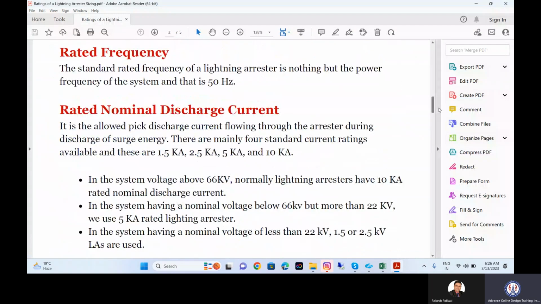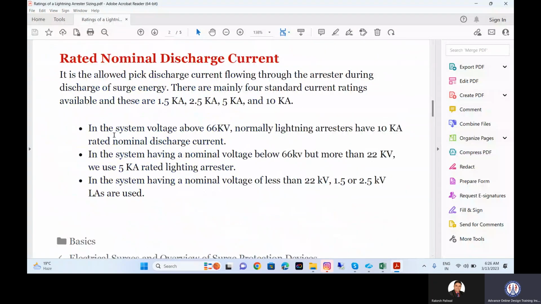That is called the discharge current. This is the value of the discharge current at which the LA will work. This is the current flowing from the line towards the ground. It is the allowed discharge current when the LA will work: when the surge comes, this is the energy which will flow into the ground.